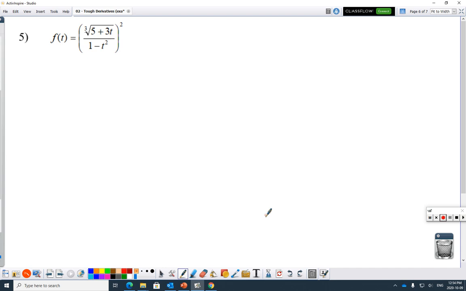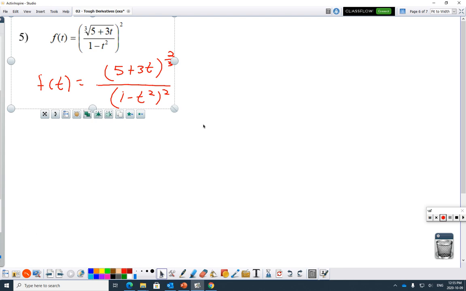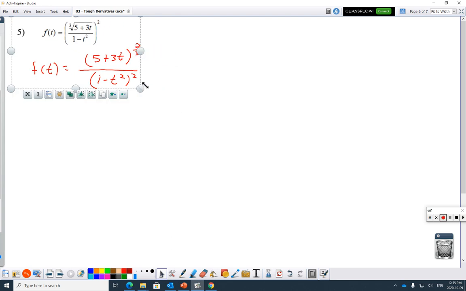Yeah, here we go. This time with the squared out there, I could do it with the chain rule like I did last time, but instead I'm going to distribute the squared on it and try it that way instead, because you can do it both ways. So f at x, no, it's a t. F at t, 5 plus 3t to the 2/3, over 1 minus t squared, all squared. I'm already writing too big. I'm never going to fit this in if I'm going to be writing that big. Just scale that down a little bit.